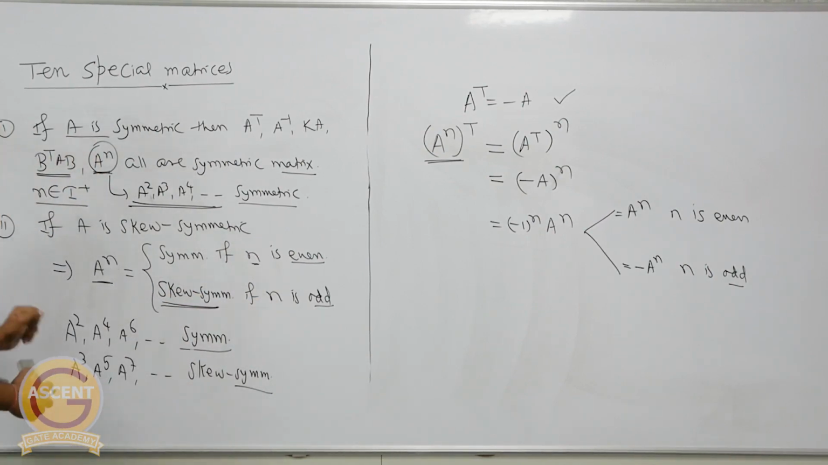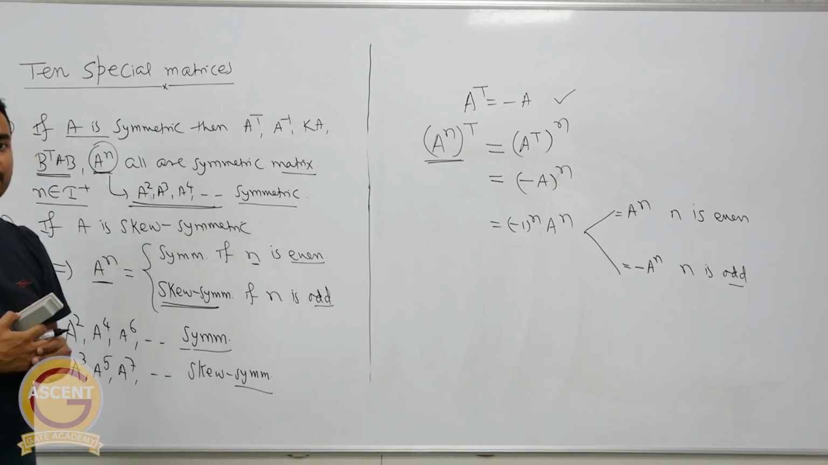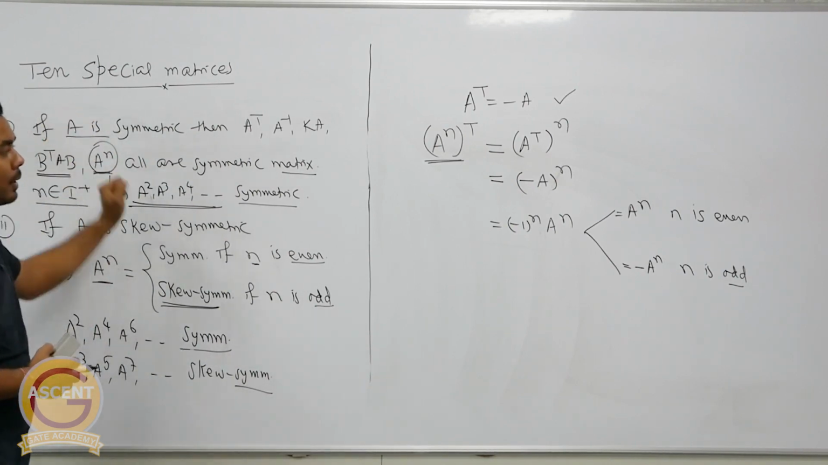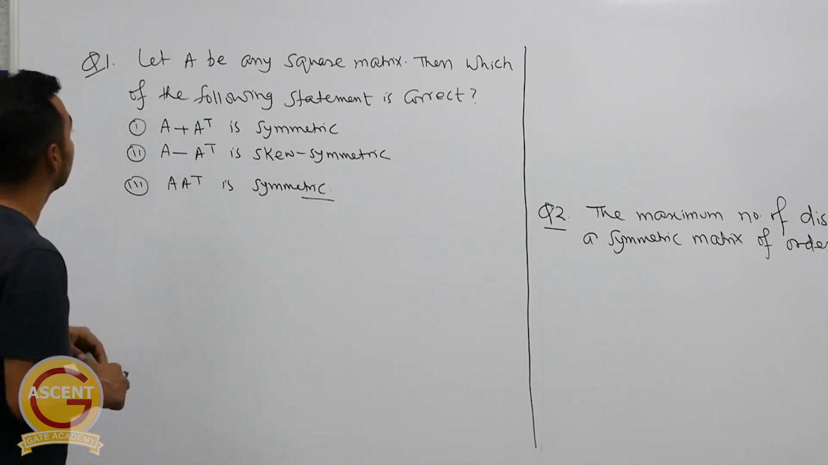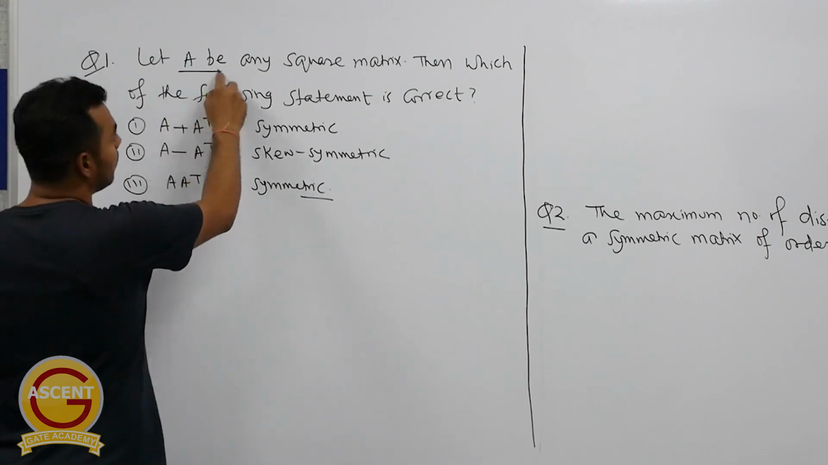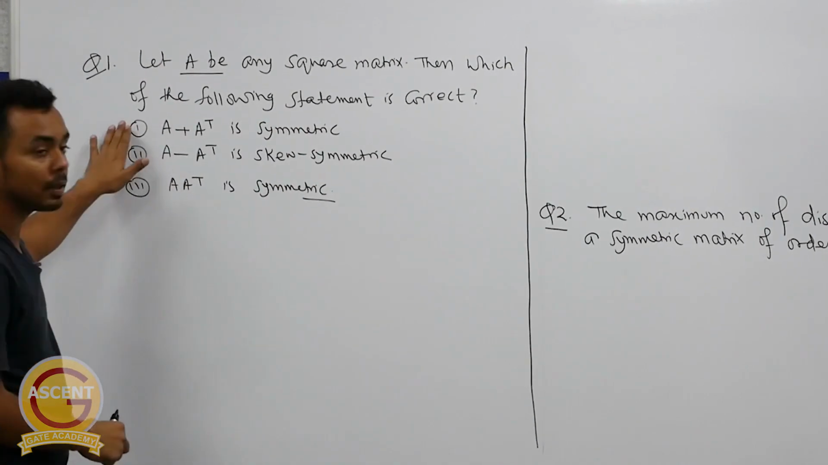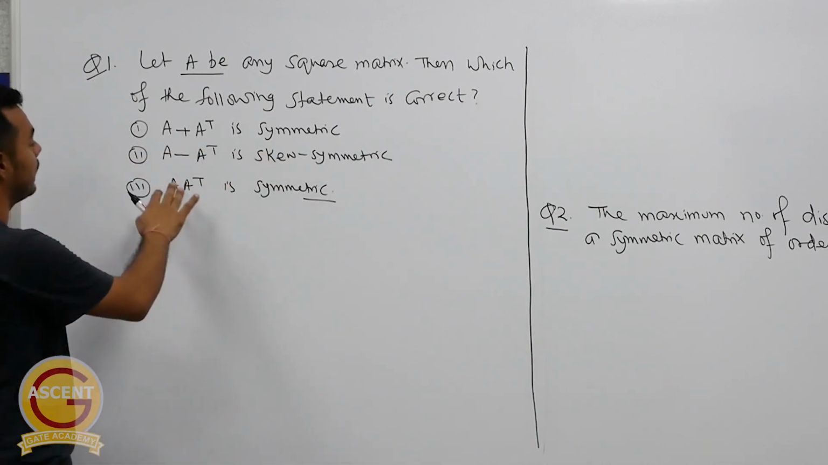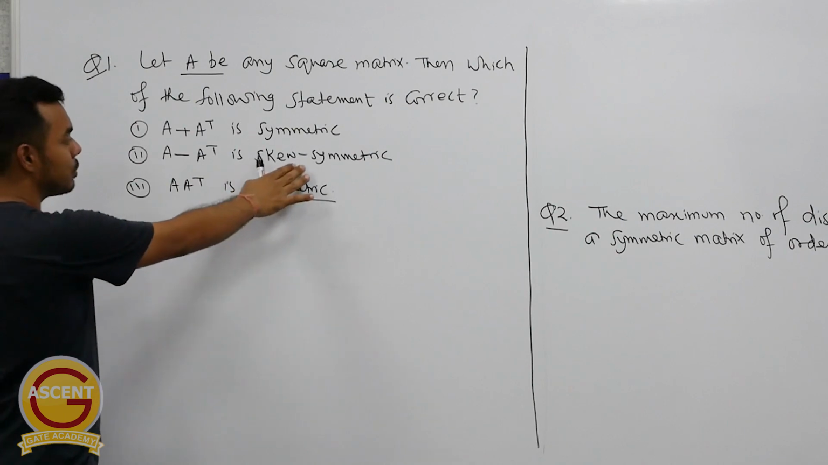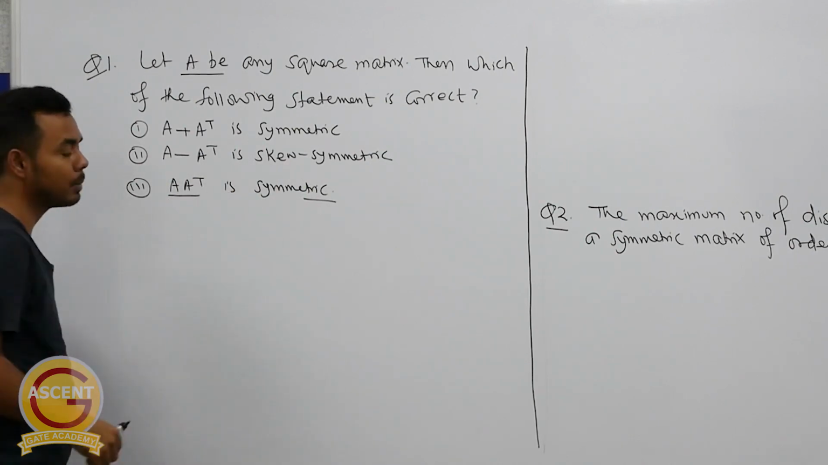So this was the second type of matrix. After this, we'll see some questions based on symmetric and skew symmetric matrix, and then we'll learn other types of matrices. Our first question on symmetric and skew symmetric matrix is: let A be any square matrix, then which of the following statements is correct? Three statements are given. The first statement is A plus A transpose is symmetric. The second statement is A minus A transpose is skew symmetric. And the third statement is A into A transpose is symmetric.